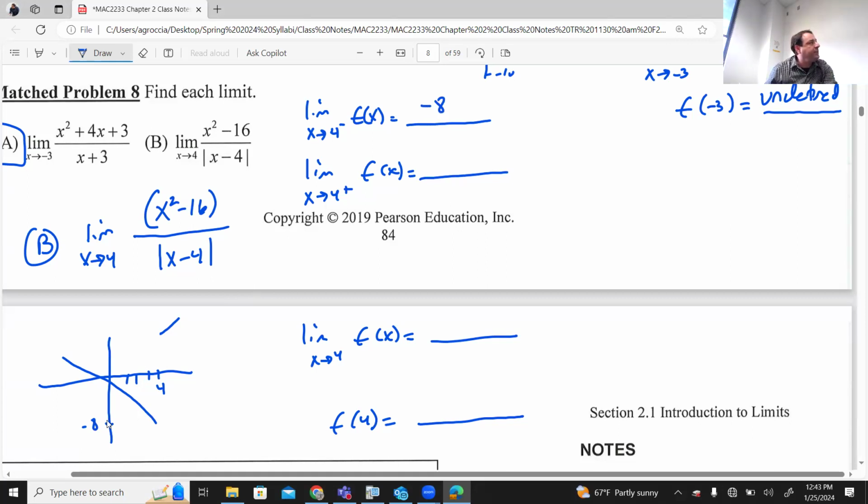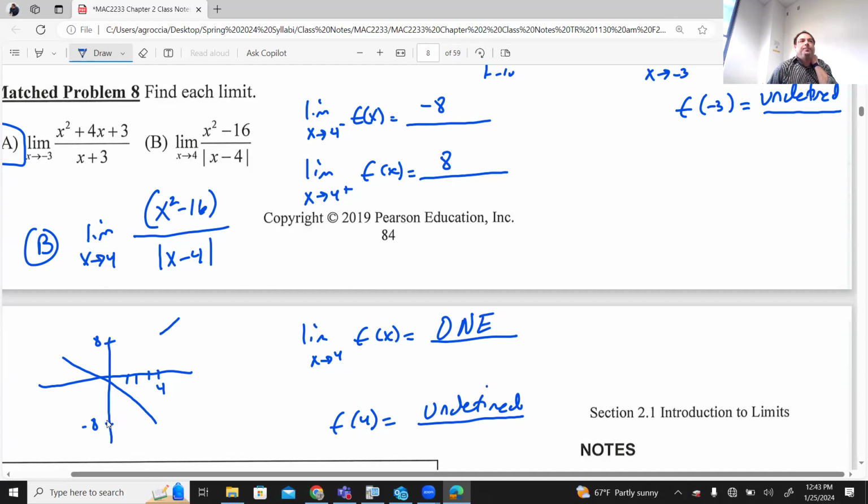Coming from the right, what number does it approach? +8. Since those numbers don't match, what do you get for the limit? Does not exist. And what happens when you try to plug in 4? It's undefined.